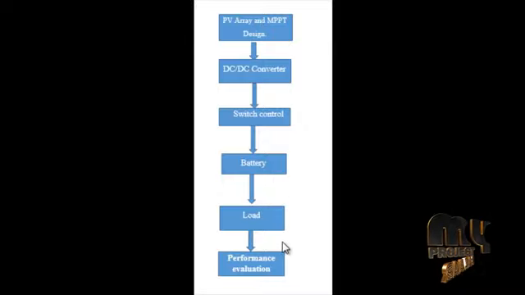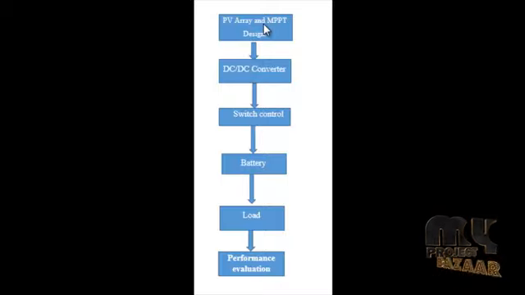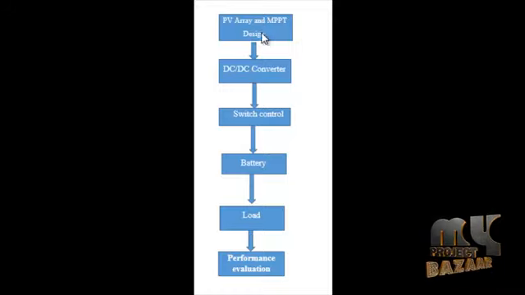This is the flow of our project. It consists of 6 models: PV array and MPPT design, DC to DC converter, switch control, battery, load and performance evaluation. PV array and MPPT design. The maximum power point tracker is necessary to draw the maximum amount of power from the PV module. We choose the perturb and observe algorithm. Basically, the module voltage is perturbed by a small increment and the resulting change in power is observed. If the change in power is positive, the voltage is adjusted by the same increment and the power is again observed. This continues until the change in power is negative, at which point the direction of the change in voltage is reversed.